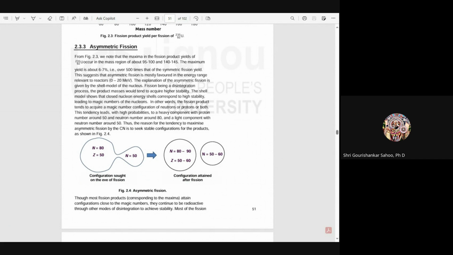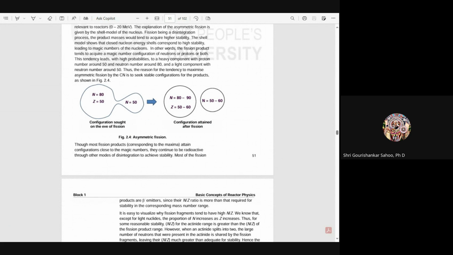Fission being a disintegration process, the product masses would tend to acquire higher stability. The shell model shows that closed nuclear energy shells correspond to high stability, leading to magic numbers of nucleons. In other words, the fission product tends to acquire a magic number configuration of neutrons or protons or both. This tendency leads with high probability to a heavy component with proton number around 50 and neutron number around 80, and a light component with neutron number around 50. So the reason for the tendency to maximize asymmetric fission by the compound nucleus is to seek a stable configuration for the products. Asymmetric fission is shown on the screen.